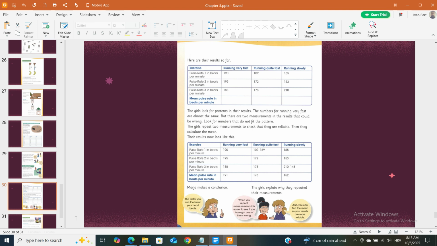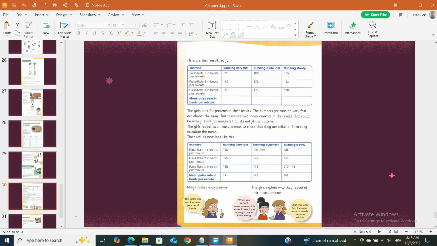Exercise: running very fast, running quite fast, running slowly. Pulse rate 1 in beats per minute: 190, 102, 155. Pulse rate 2: 195, 172, 153. Pulse rate 3: 188, 178, 210. Mean pulse rate in beats per minute.